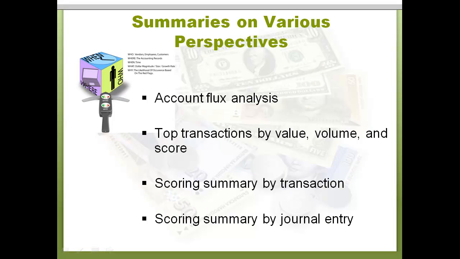We will use this approach. We're first going to do the normal account flux analysis, this year to last year. We're then going to take a look at top transactions, just journal entries or transactions themselves that are very large in value, volume, or just at a high score. Then we're going to summarize that score by transaction and then by journal entry. And in these last two, we're going to do this in a very graphical way where literally hundreds of these graphs are created and you can view them very quickly.